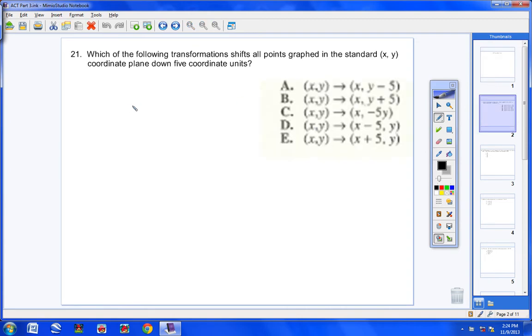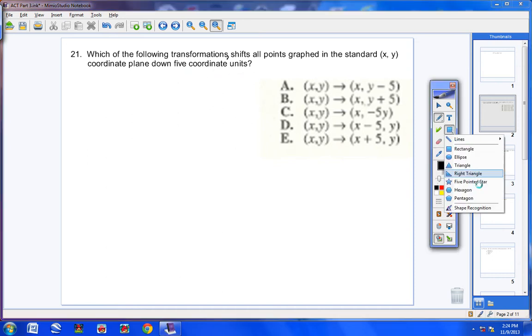Let's take a look at number 21. Which of the following transformations, there should be a comma right there, by the way, shifts all points graphed in the standard XY coordinate plane down 5 coordinate units?